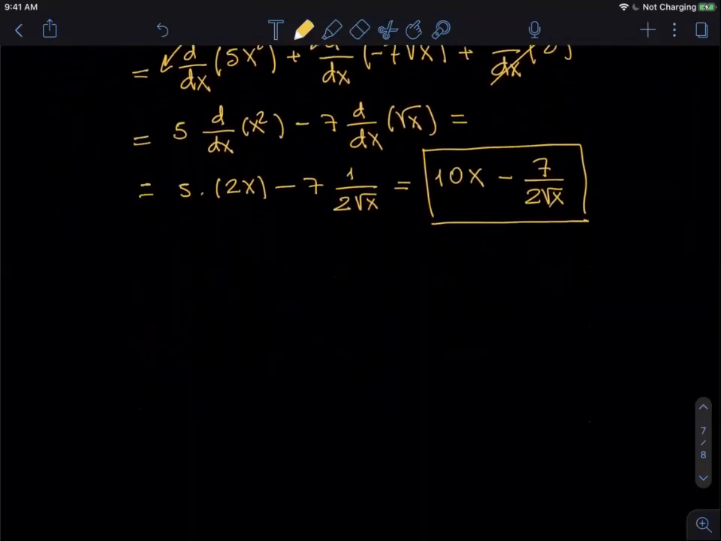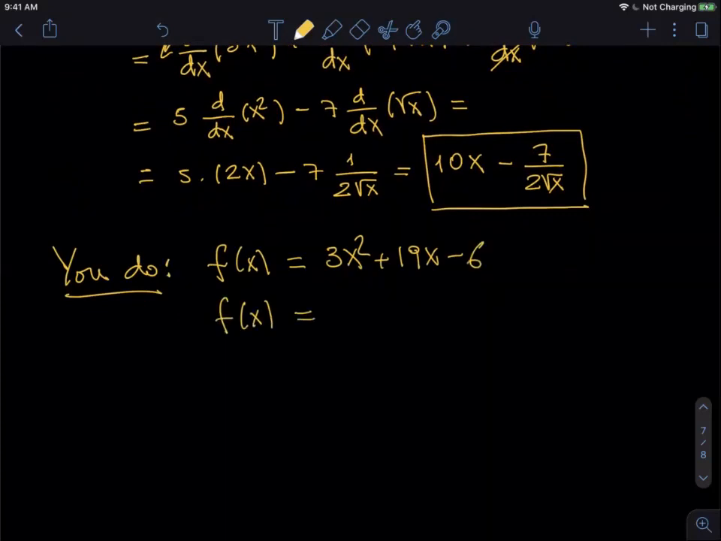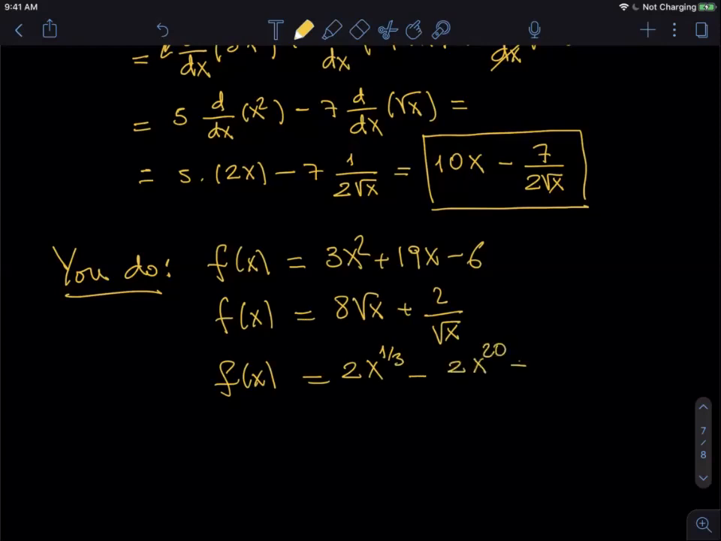Okay, I'm going to leave some practice problems for you to do. So for example, f of x equals 3x squared plus 19x minus 6. You can do that one. Or we could take 8 square root of x plus 2 divided by square root of x. Or for example, you can do 2x to the 1/3 minus 2x to the 20 plus 3. So you can try these examples on your own.